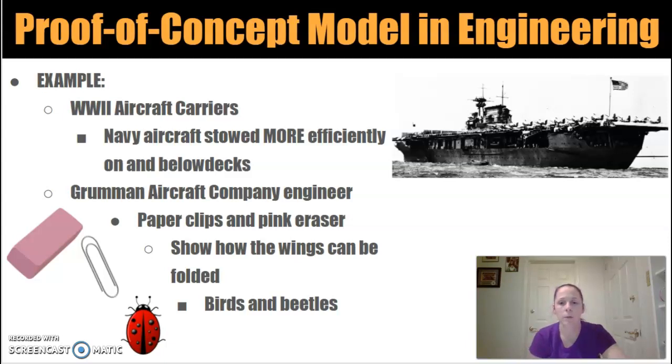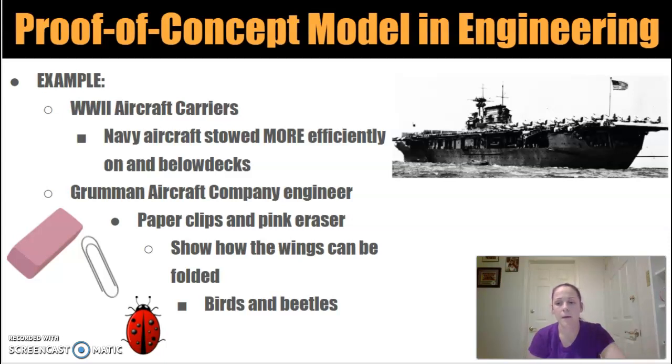Proof of concept model in engineering, here's the example that I enjoyed in the book. This was in World War II aircraft carriers. They wanted the Navy aircraft to be able to stow the airplanes more efficiently on or below the decks. So an engineer at this company used paper clips and pink erasers to show how if they designed the wings to pivot, they could be folded back on top of the airplane, similar to how birds and beetles fold their wings back.